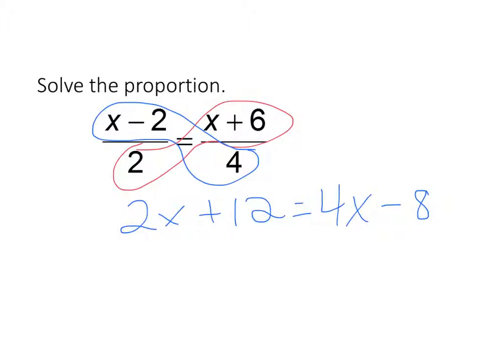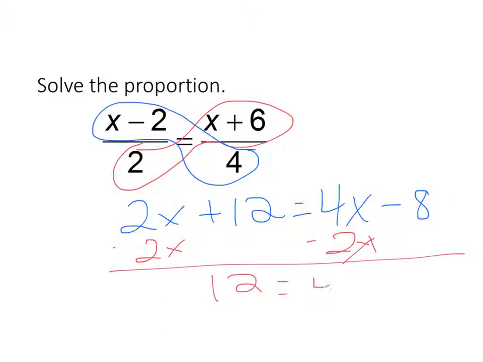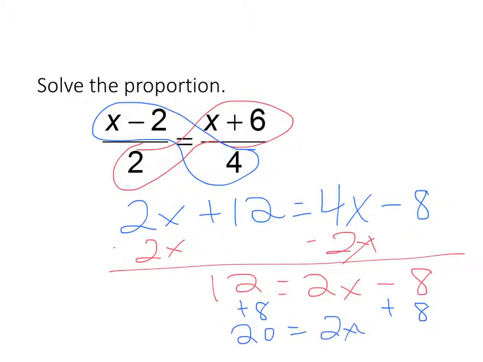Got to get our x's to one side, our constants to the other. So I'm going to go ahead and subtract 2x here. So I have 12 is equal to 2x. 4 minus 2 is 2. And then negative 8. Okay, add 8 to both sides. So I have 20 is equal to 2x. Divide each side by 2. x is equal to 10.